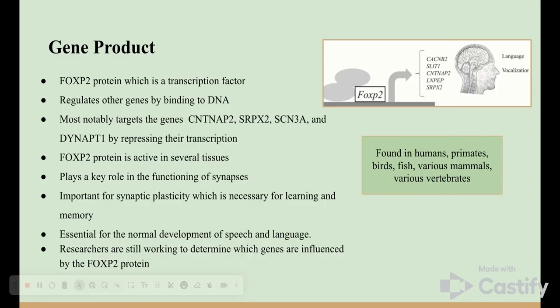Studies suggest that the protein plays a key role in the functioning of synapses, which are the connections between nerve cells where cell-to-cell communication occurs. This protein is specifically important for synaptic plasticity, which is the ability of synapses to change and adapt to experience over time. Synaptic plasticity is necessary for learning and memory. The FOXP2 gene is essential for the normal development of speech and language. Researchers are still working to determine which genes are influenced by the FOXP2 protein and how changes in their activity lead to abnormal speech and language development.